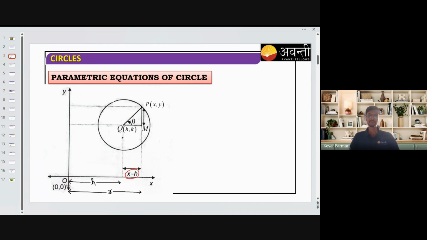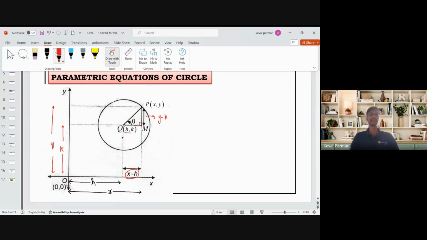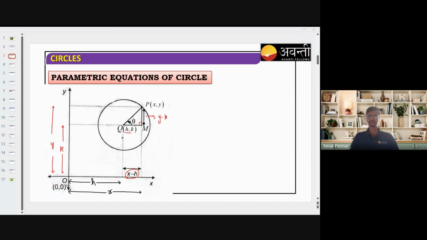Correct, guys? Similarly, we can do it on the y-axis. So this point is (h, k), so this distance will be k, and this point is (x, y), so this distance will be y. So this distance will be y minus k. Now you can see the triangle PQM is a right angled triangle.